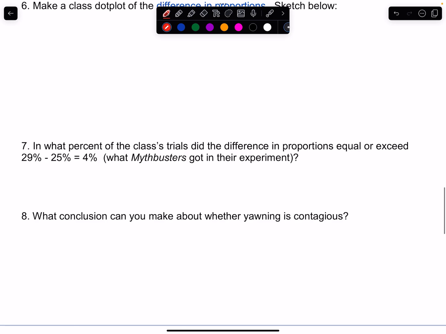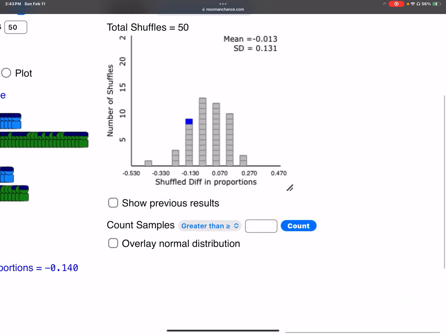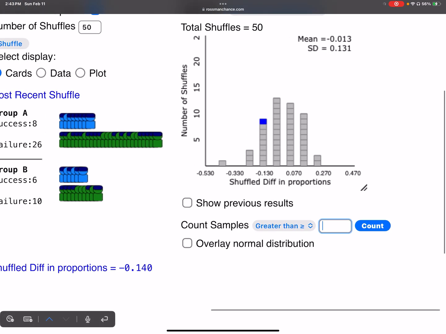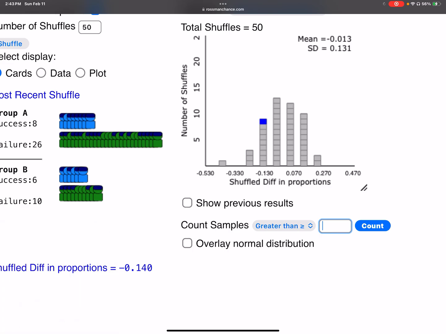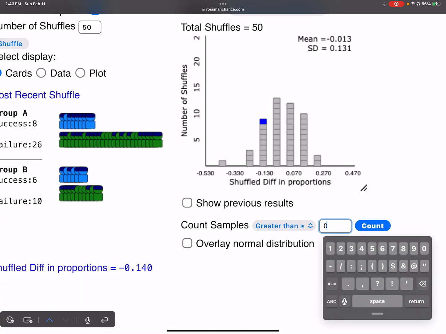But number 7 says, what percent of the class's trials did the difference in proportions equal or exceed that 4%, which is what the Mythbusters got? So basically, we're trying to see, was this ultimately statistically significant? On our applet here, I want to know the number of samples greater than or equal to 0.04. That was our 4%, where the difference was 4% or bigger.